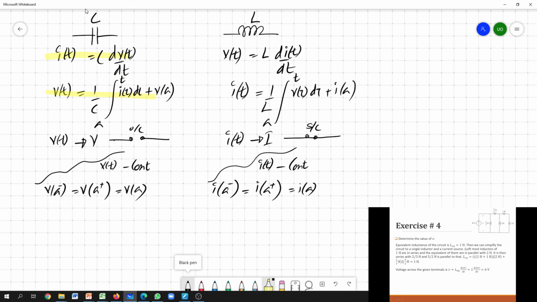If you know this one, you can simply derive the rest. If you know this, you can derive the rest as well. So nothing to worry, you need to keep these two in mind. If you know these, any kind of modeling is possible. Okay, next time we'll move to first order circuits.